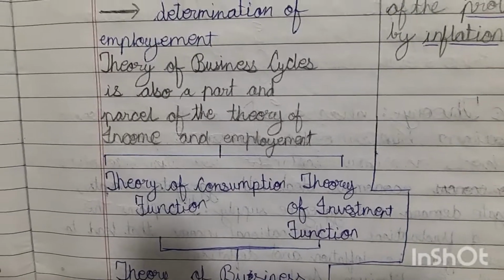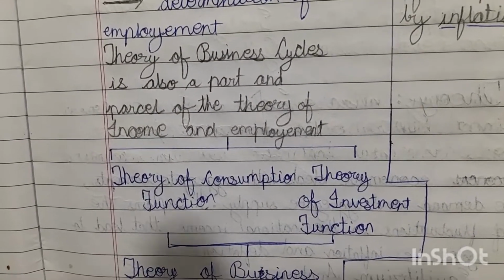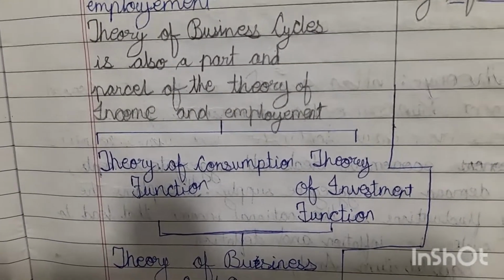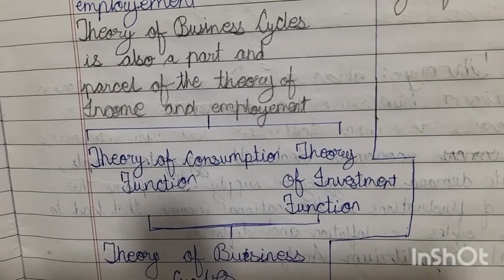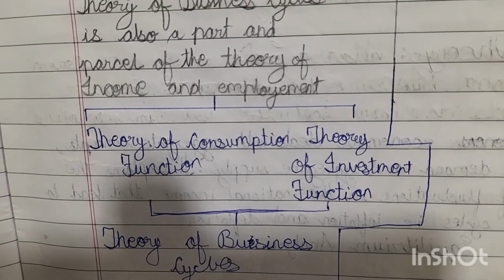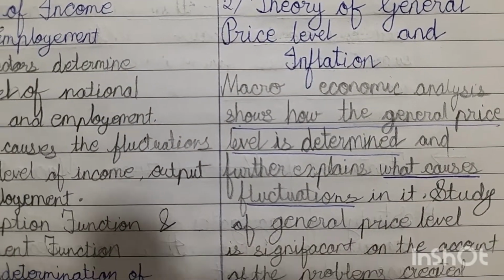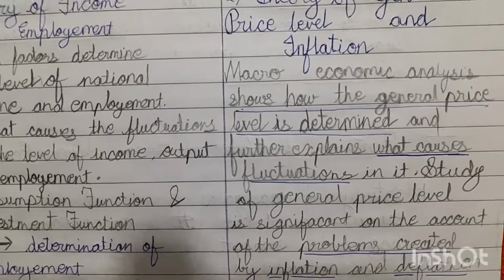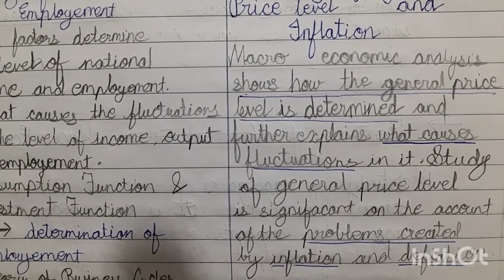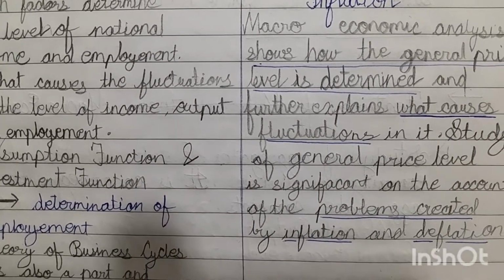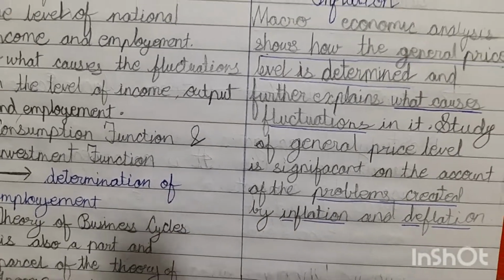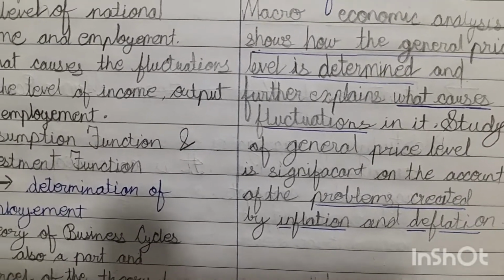This theory further gets divided into two: theory of consumption function and theory of investment function. When combined, both of these theories give us the theory of business cycles. Second point, theory of general price level and inflation. Macroeconomics analyzes how the price level is determined, how the fluctuations take place in it, what are the problems created, and how they can be solved.